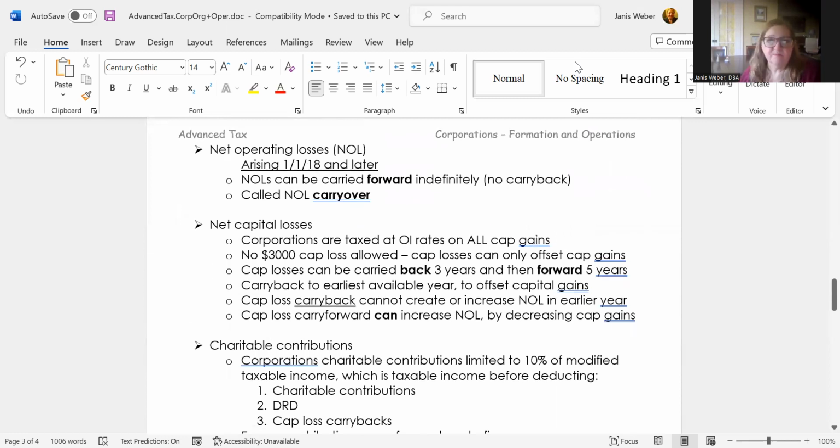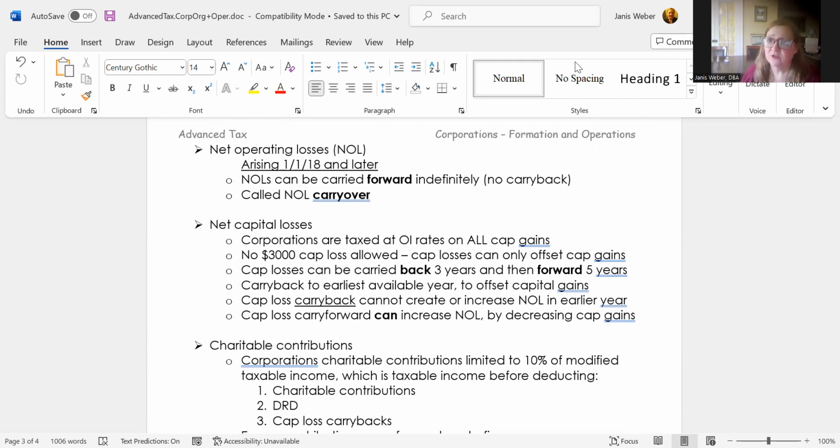Net operating losses are pretty much the same, the way you calculate how much the net operating loss is. It's just that net operating losses can only be carried forward, no carrybacks, and they're named carryover. So it would be an NOL carryover rather than a carryback or a carry forward.